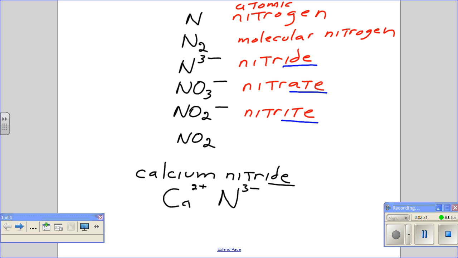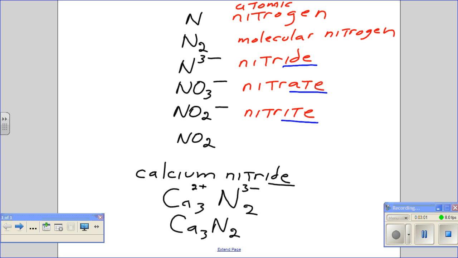So 2 times 3 is 6. How many of the calcium would I need to get a +6? Well, I would need 3. How many of the nitride would I need to get a -6? 2 of them. So the final formula is Ca3N2. You always leave off the charges when you write a formula, unless the overall compound has a charge, in which case it's a polyatomic ion.